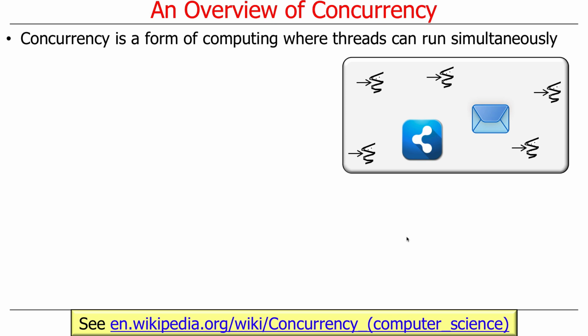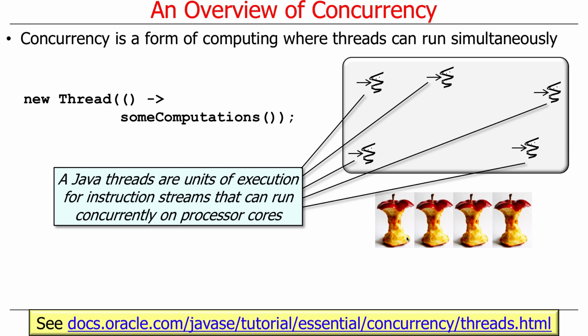And within the context of a process, you can have one or more threads. That's also what this diagram shows. You can see the little squiggly lines, that's supposed to be a thread, and the little arrows are like a program counter keeping track of where we are in the thread. So that's the big picture view. A thread in Java is a unit of execution for instruction streams that can run concurrently or in parallel, as we'll see later, on one or more processor cores.